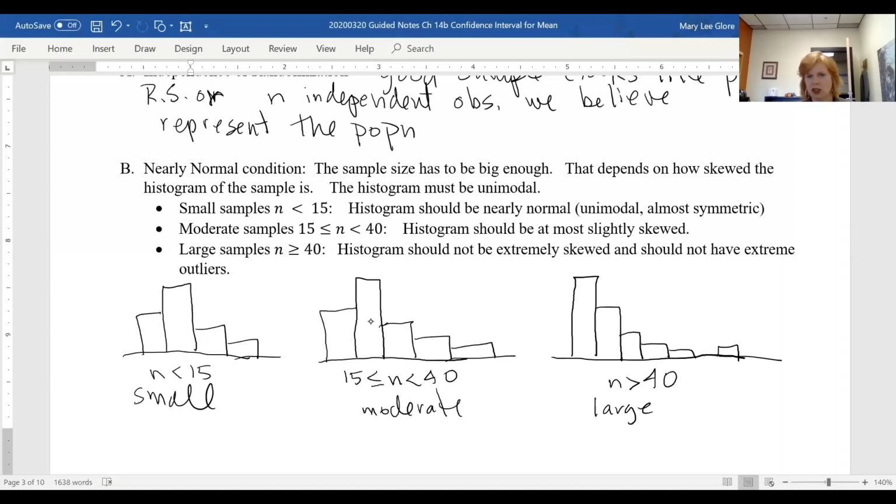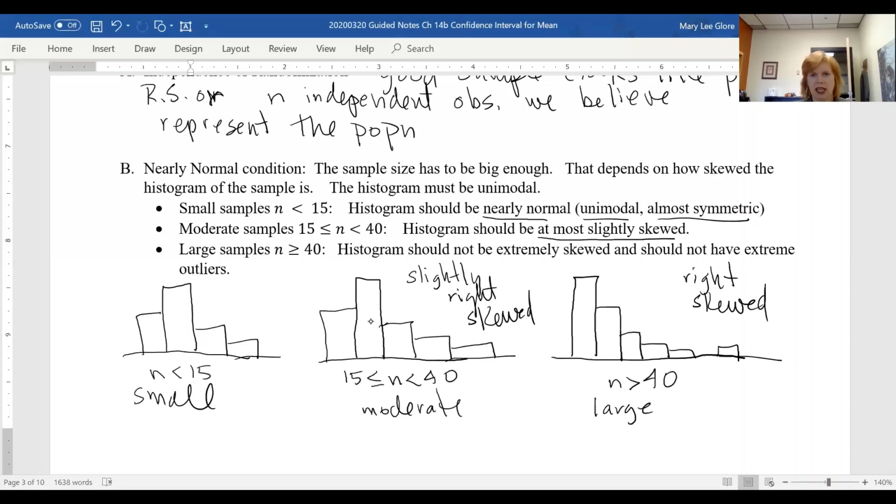This is right skewed. We said this is slightly right skewed, which is fine. And this is just right skewed. But in order for it to qualify, it can't be extremely skewed. So again, for small samples, it should be nearly normal, which means unimodal, almost symmetric. Moderate samples, at most slightly skewed. So it's okay if it looks like this. If it looks symmetric, that's still fine, but it can't be very skewed. It can't be this far out.